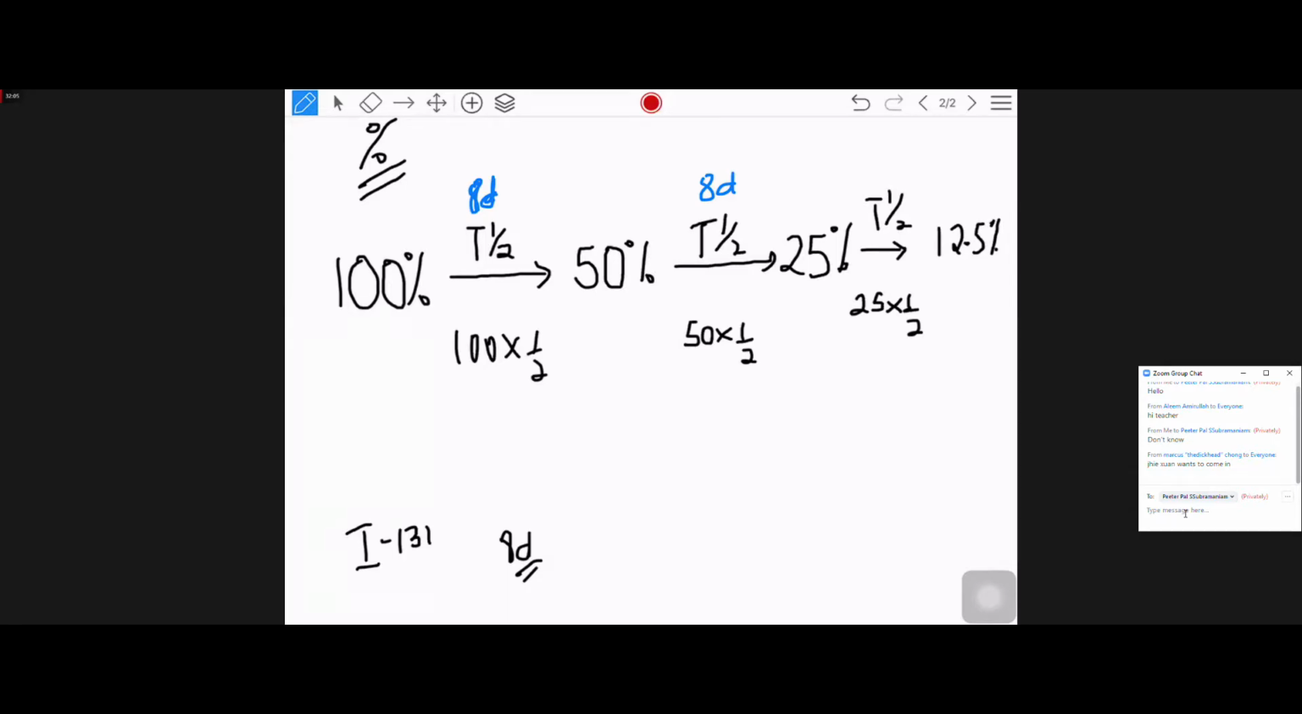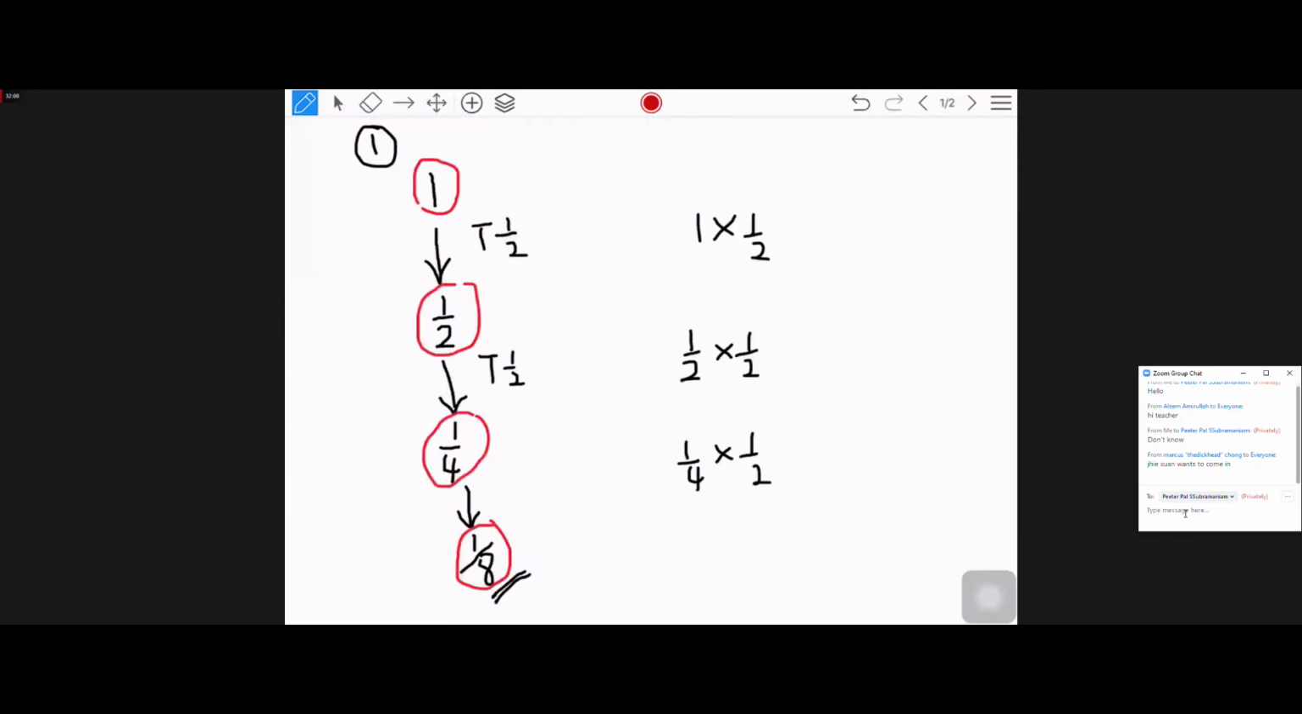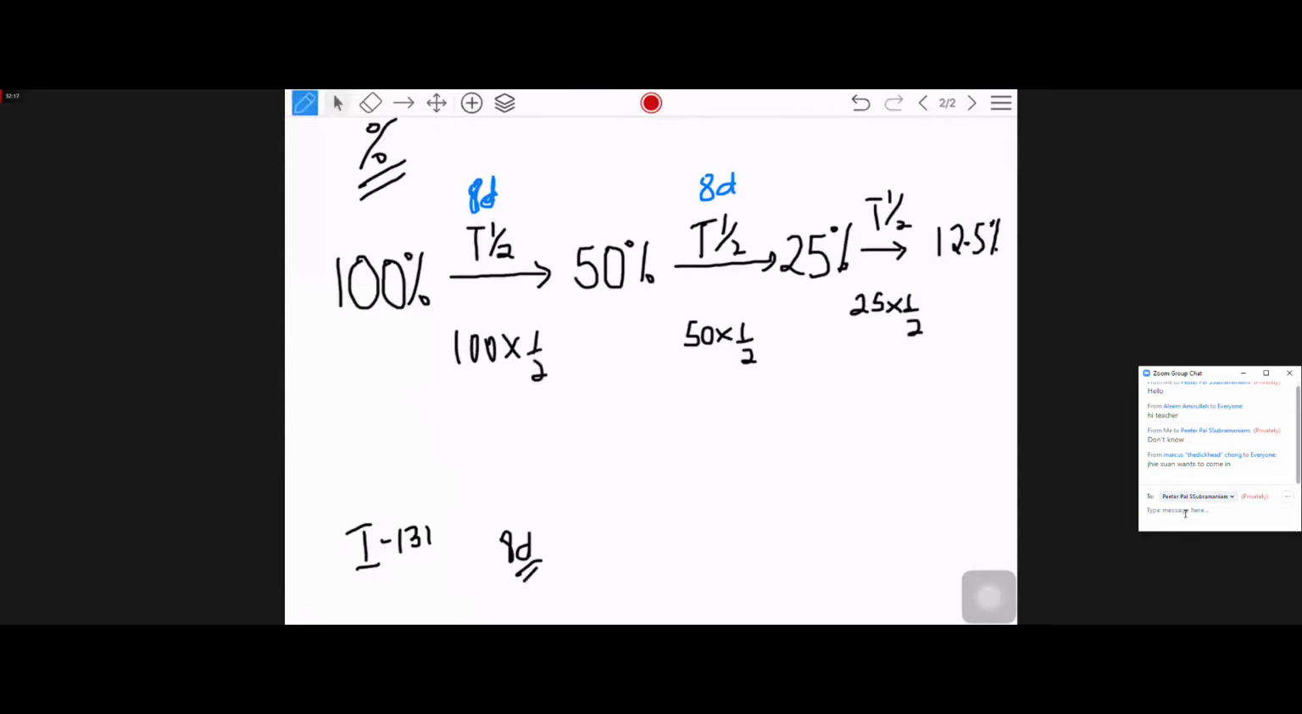So if you see here, in the first method, the fraction method, 1 becomes half, half becomes 1 over 4, and then 1 over 8. In the percentage method, 100% becomes 50%. The initial amount, we always consider as 100%. So first is fraction, second is percentage.